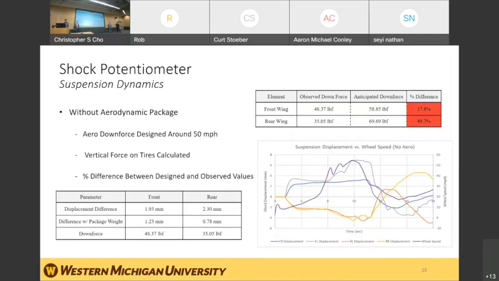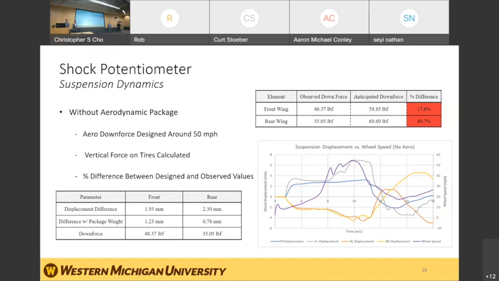So the same acceleration tests were completed without the aero package. This allowed us to compare packages and calculate the downforce produced by both the front and rear wing. Now, the aero package is designed around downforce produced at 50 miles per hour. As seen from our testing, the purple line is our wheel speed. We rarely see speeds of 50 miles an hour on short track events. So this design approach should be reevaluated by the team in order to produce better downforce numbers at lower speeds.